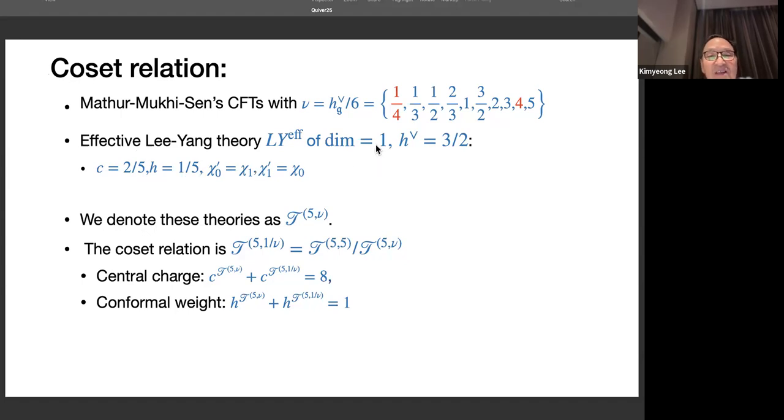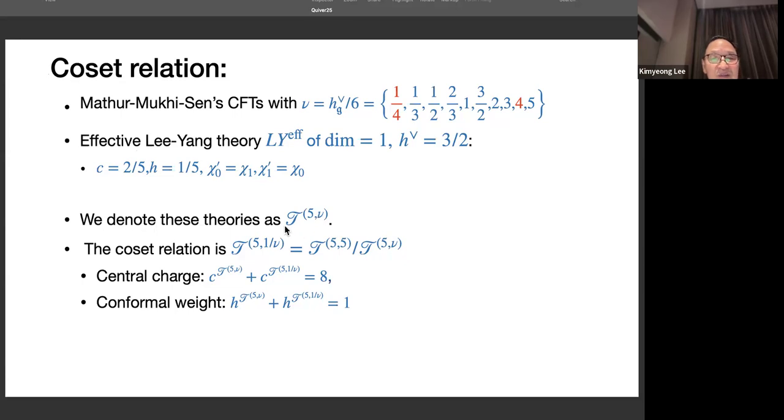And one can identify this as some sort of, again, it's not even an intermediate Lie algebra, but one can identify this as some sort of Lie algebra-like structure, with the dimension of the group being 1 and the dual Coxeter number being 3/2, which is fractional.